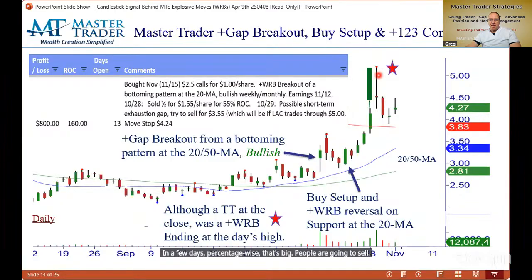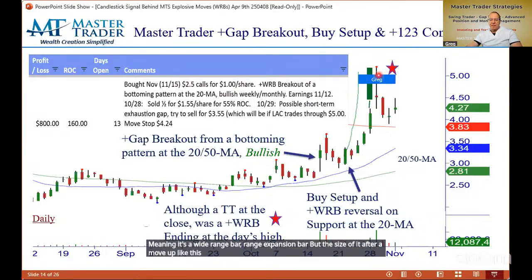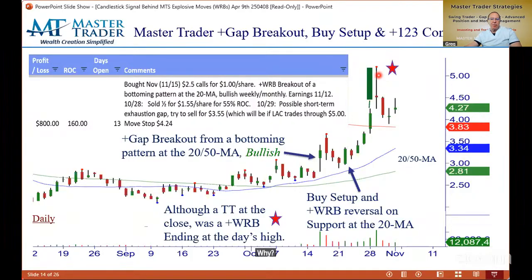And if it had gone up, and maybe this was a red bar, I'm just kind of making stuff up here. If this was a red bar and then it went higher, but the size of this, while it's a wide bar, it wouldn't be defined as a power bar, meaning it's a wide range bar, a range expansion bar. But the size of it after a move up like this suggests that the momentum is likely to stall. Why? Because people are going to take profits. It doesn't mean it's going to collapse.